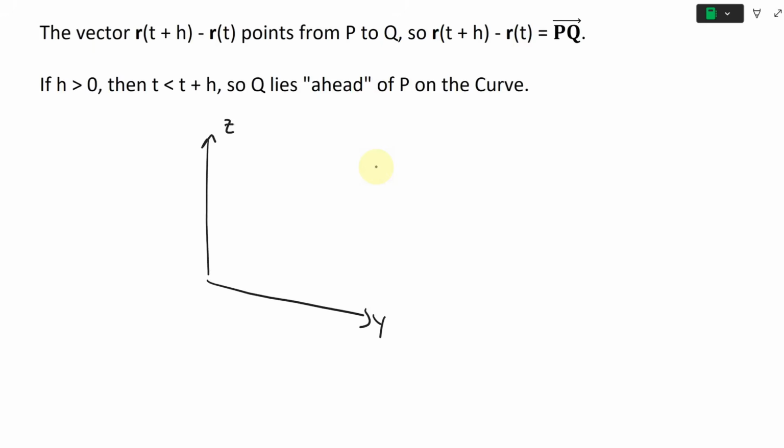Okay, that's the z, and now this is the x component. Like that, and now we're going to look at the case for h greater than 0. So h is greater than 0. So let's say we have a curve like this.